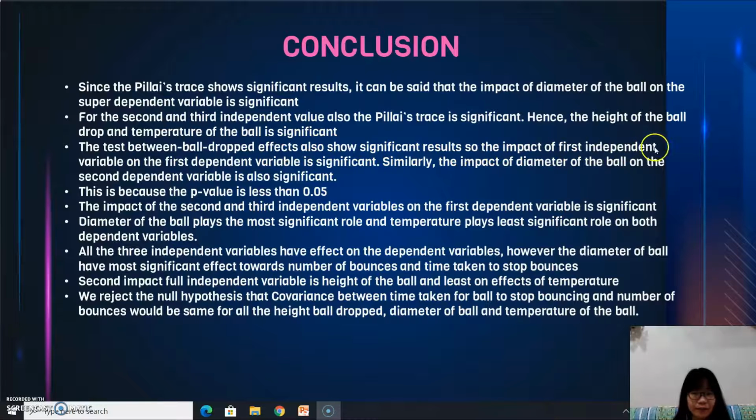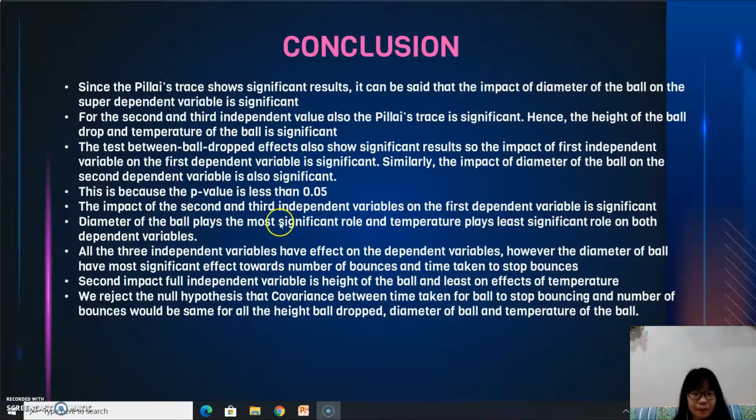So the impact of the first independent variable, which is the diameter of the ball, on the first dependent variable, which is the time taken, is significant. Similarly, the impact of diameter of the ball on the second dependent variable, which is the number of bounces, is also significant. The impact of the second and third independent variables, which are the height of the ball drop and temperature of the ball, on the first dependent variable, which is the time taken, is significant.